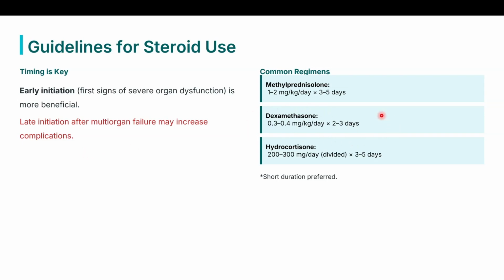Commonly, dexamethasone is used at 0.3 to 0.4 mg per kg per day. That comes to around 10 to 25 milligrams per day for 2 to 3 days. Even 2 uses of dexamethasone clinically had a good benefit, so use it considerably and with good patient selection. Hydrocortisone and methylprednisolone can also be used in this regard.